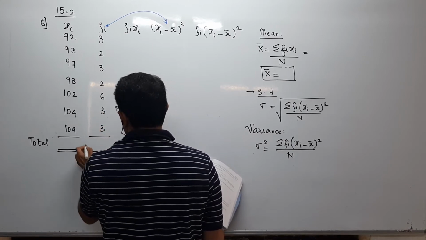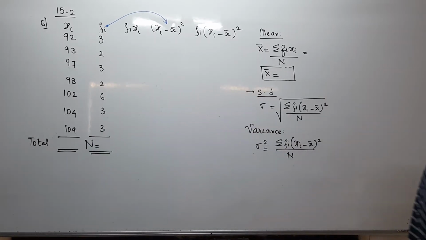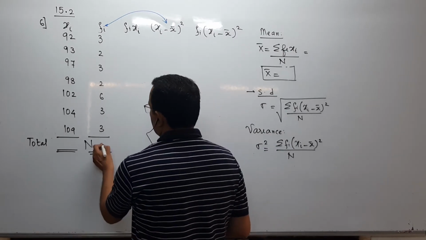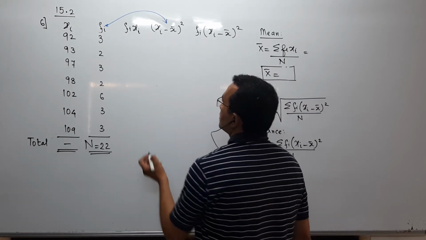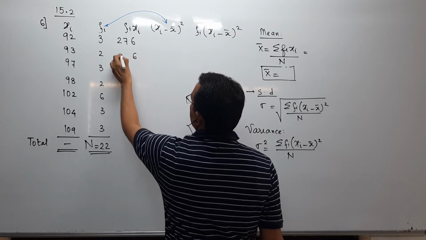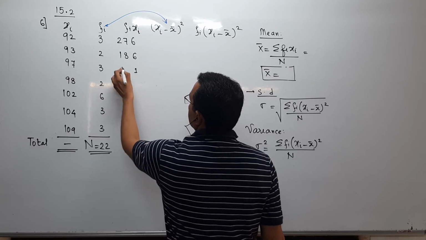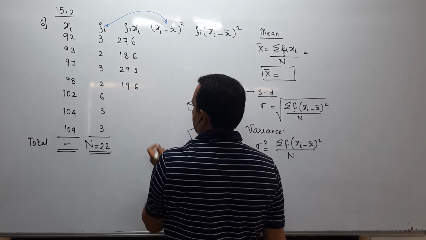Okay students, let us total F5. 3 plus 2 is 5, plus 3 is 8, plus 2 is 10, plus 6 is 16, plus 6 is 22. Hmm, this total is not required. 92 into 3: 3 2s are 6, 9 3s are 27, so 276. 93 into 2 is 186. 97 into 3 is 291. 98 into 2 is 196.